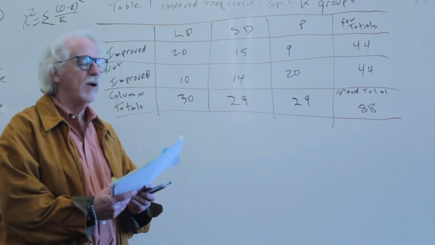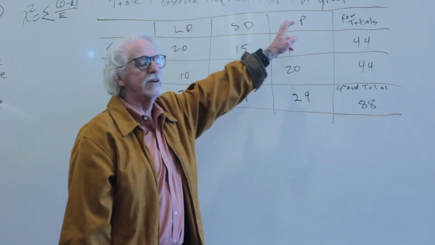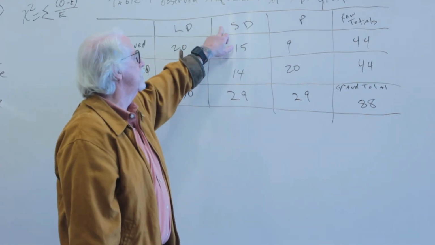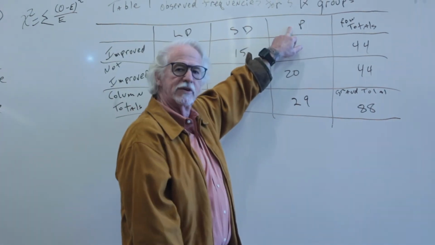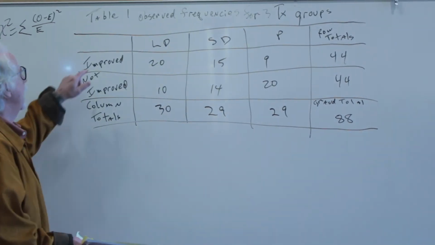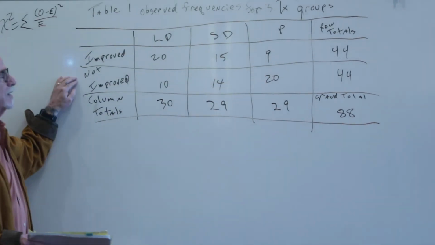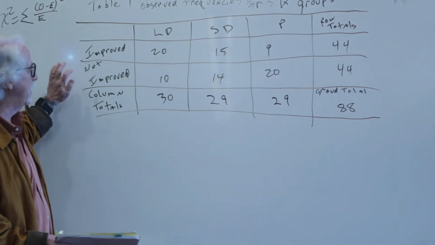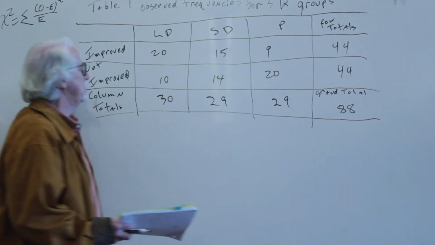So for a two-way chi-square, you're going to set up a table that looks like this. For the observed frequencies, this is three groups, right? So I have a low dose group, a sizable dose group, and then the placebo, right? And then this is the second category they could be placed in: they either improved or they didn't improve, right? So we have three options here and two options here.